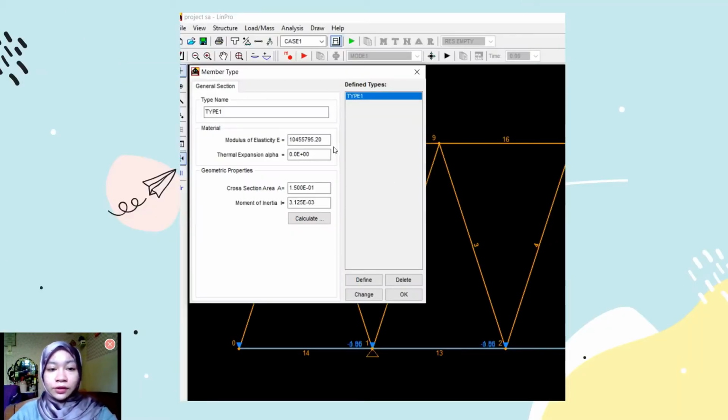And then for the materials, we use bamboo stick for our bridge, and this is the value for modulus of elasticity, which is 1045579.5.20. The thermal expansion alpha is this, and the cross-section area, A, equals 1.500 E minus 10, and this is the value of moment of inertia.